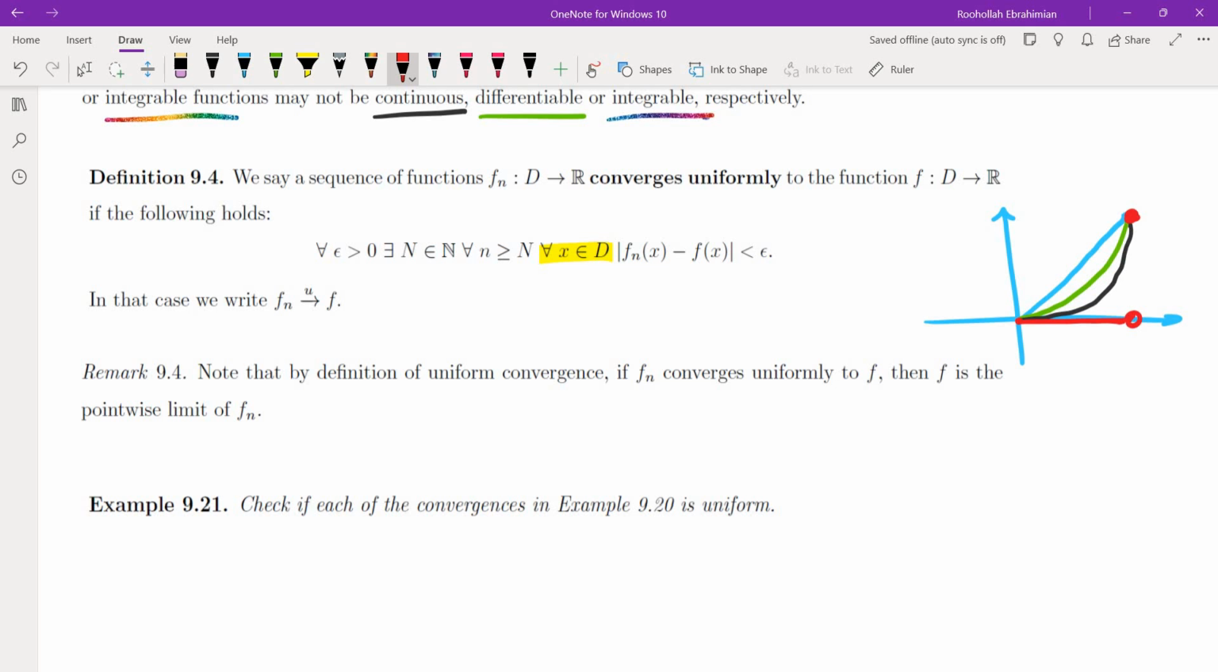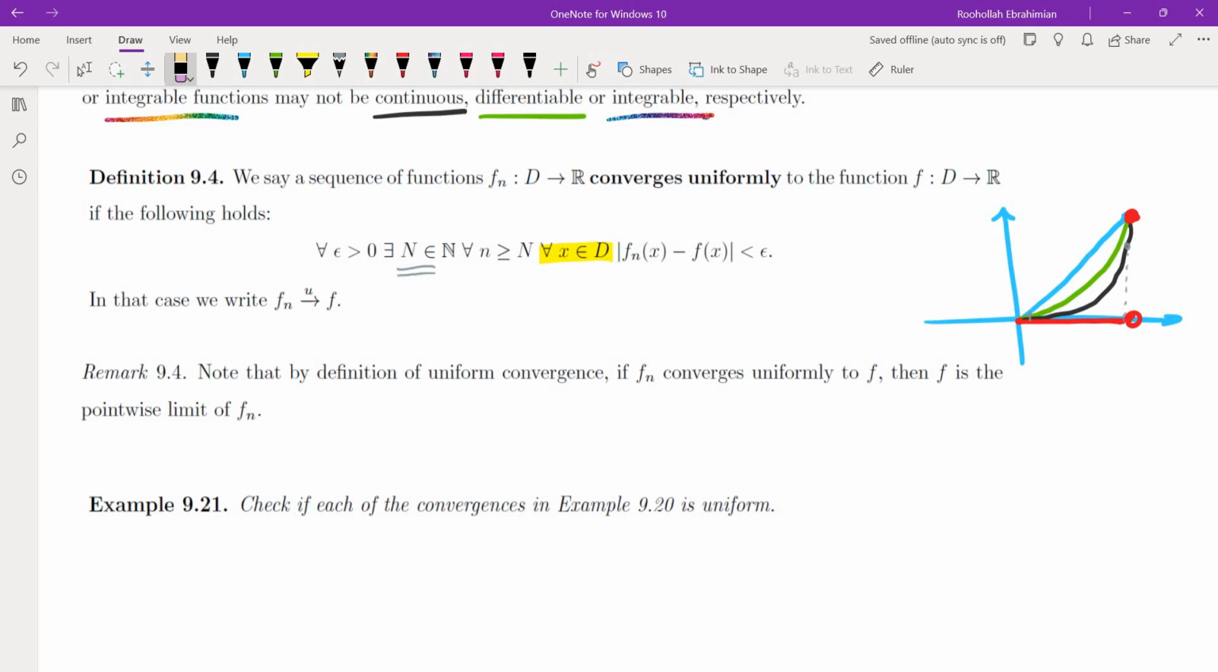However, what happens is they don't approach at the same rate at all points. If you look at points that are close to 1, they approach the limit much slower than points that are close to 0. They approach 0 much faster. So because this rate is not the same everywhere, we cannot find one capital N that works for all x. And this is something I will discuss in the next example.